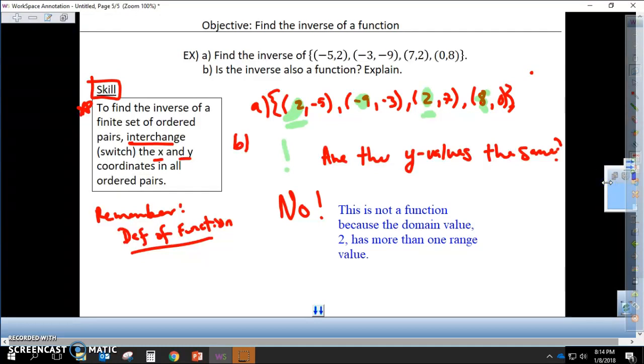So it is not a function because the domain value 2 has more than one range value. Now, if it was a function, you would say yes, this is a function because each domain value has one range value. Okay?